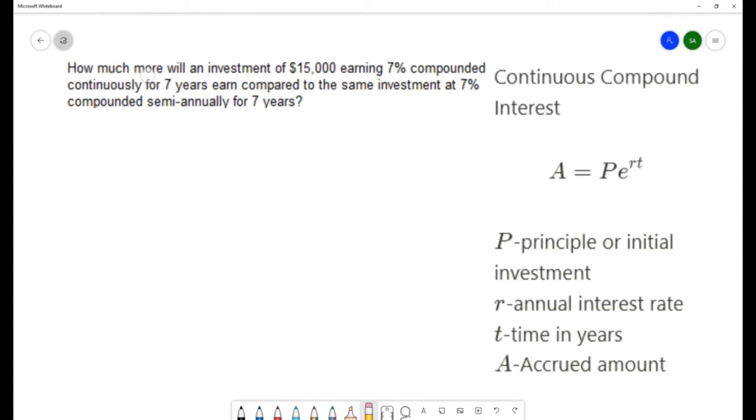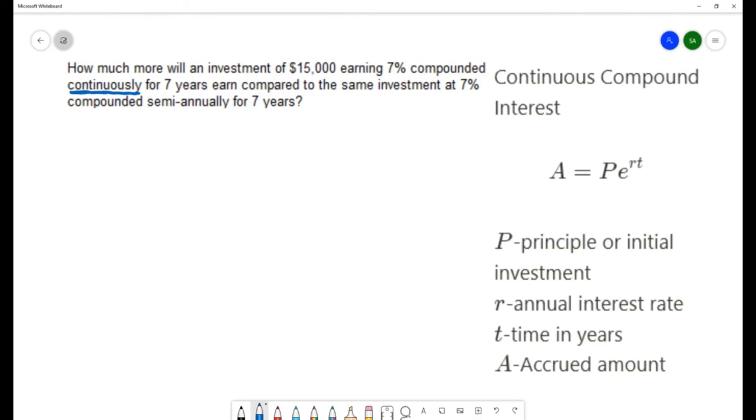How much more will investment of $15,000 earning 7% compounded continuously for 7 years earn compared to the same investment at 7% compounded semi-annually for 7 years? So you'll notice that in this problem we have a keyword, continuously, which means that we're going to use a different compound interest formula.